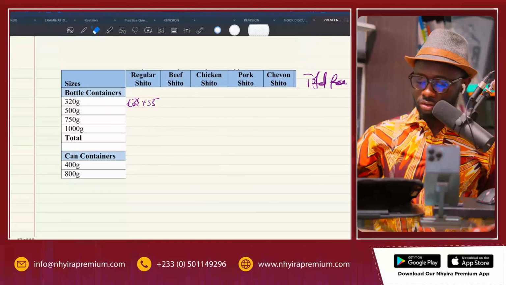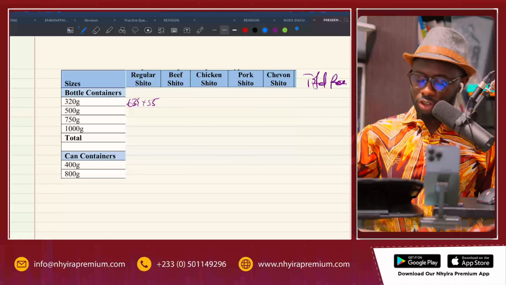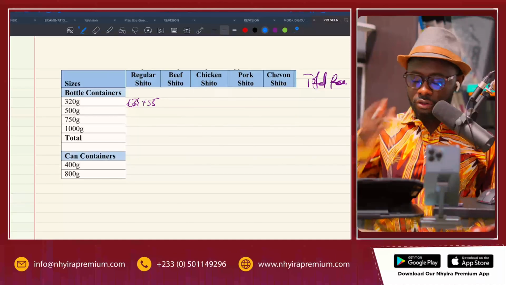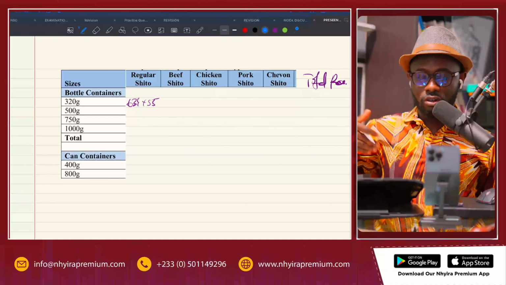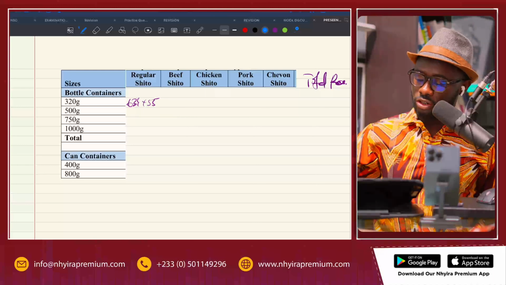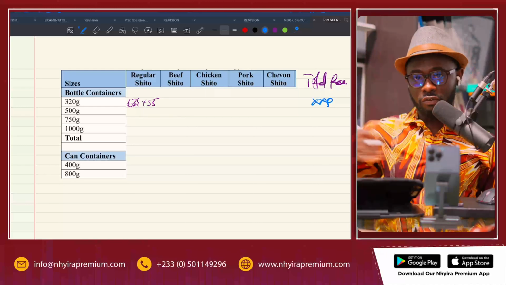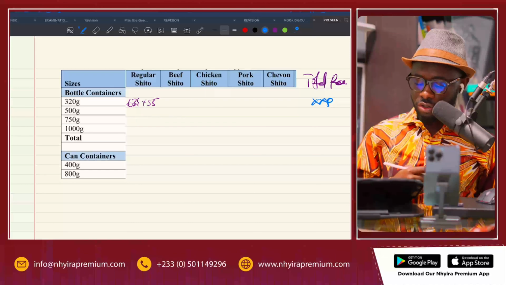It's on your own in that regard. At the end of the day, you're supposed to get a total revenue for each of the individual grams for the bottles and the cans. So your total revenues are going to be here for each of the types of bottles and cans.